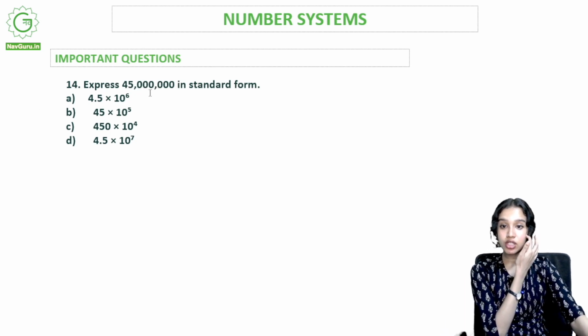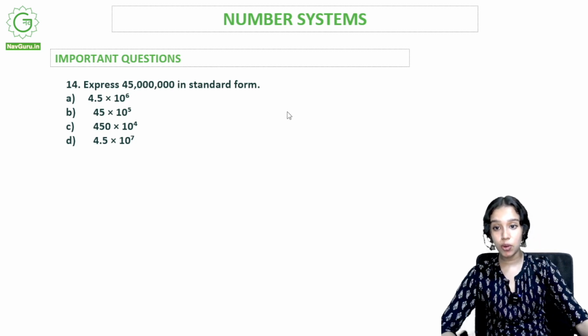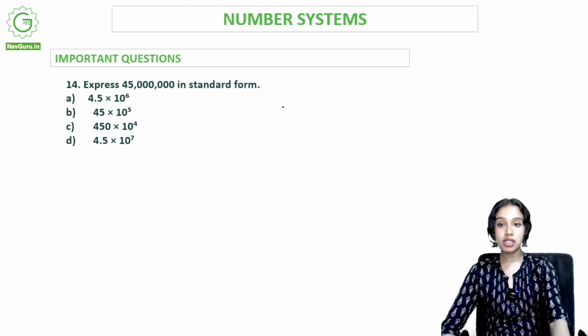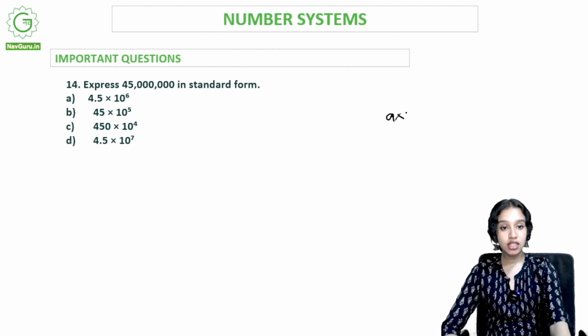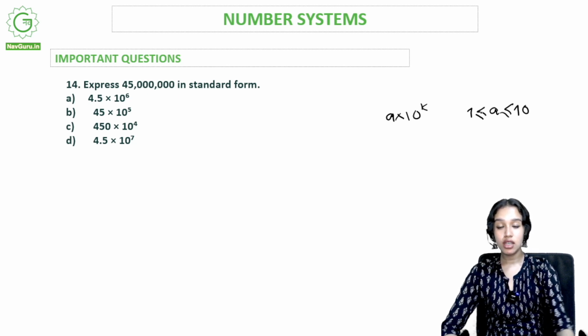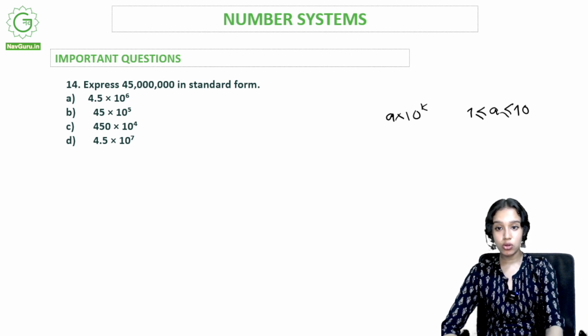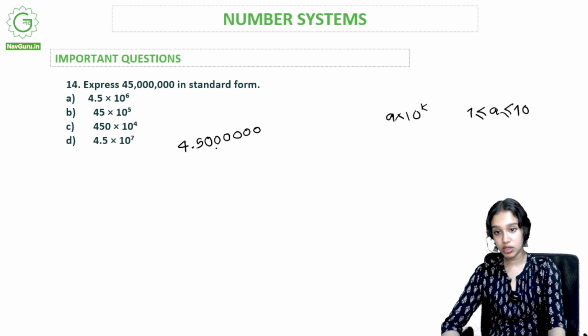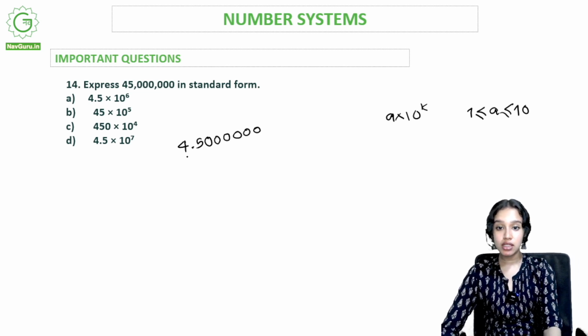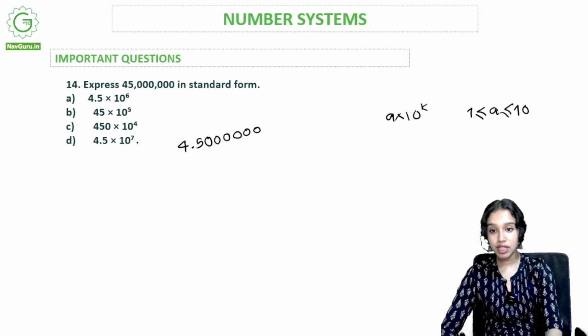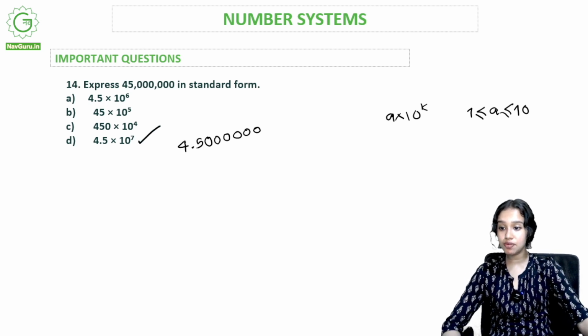Express 45000000 in standard form. How do we express a number in the standard form? It's a into 10 raised to k, where 1 is less than or equal to a, and a is less than 10. So which is the number which stays like that? It's 4.5, and we have 1, 2, 3, 4, 5, 6 zeros here. So we moved 7 decimal places. So we know that 4.5 into 10 raised to 7 is the right answer.